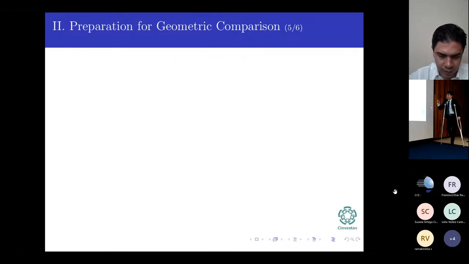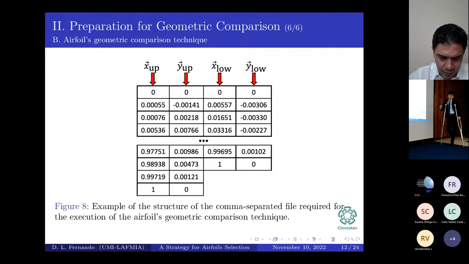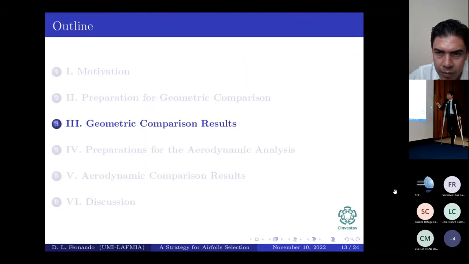We developed an algorithm to make this procedure that is shown in the paper, and for that algorithm to work it requires this. You can program it in any programming language, and you have to give it a comma separated file with this structure, where the chord and the vector of the upper surface is on the left, and the chord which forms the lower surface and the lower surface is on the right. It doesn't matter if they have different dimensions.